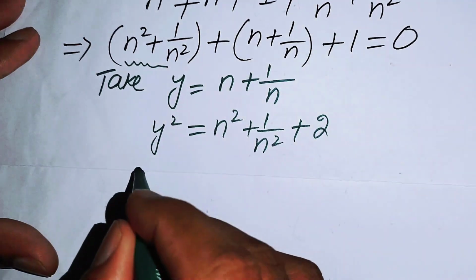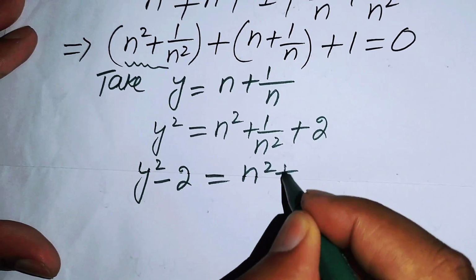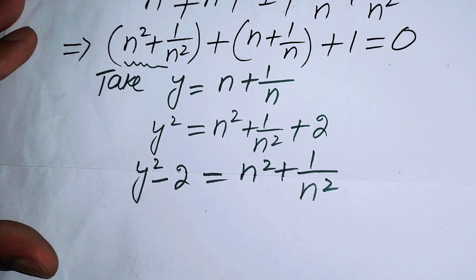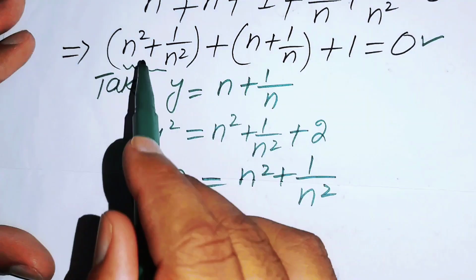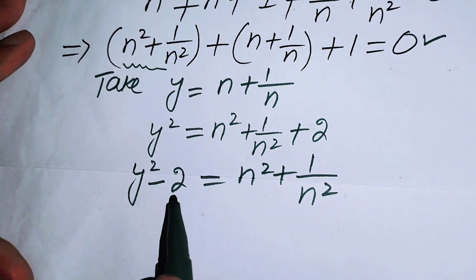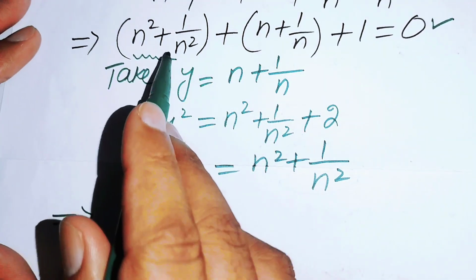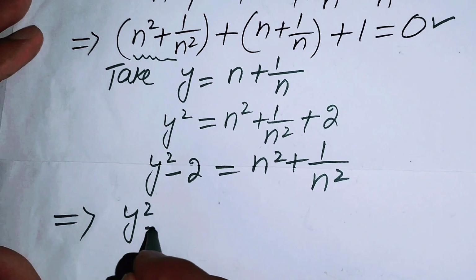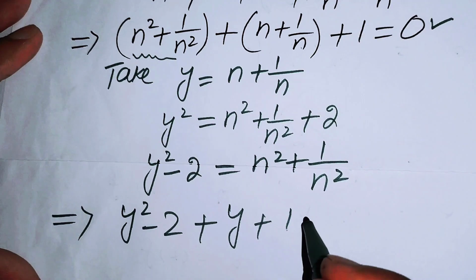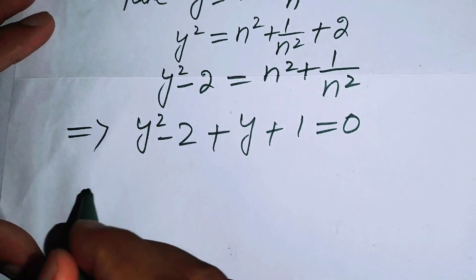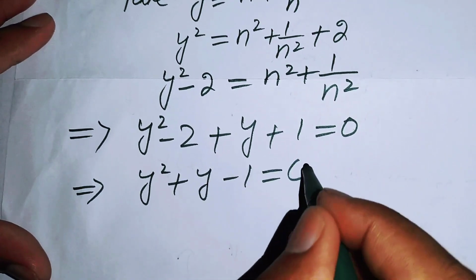So now we move this 2 to the left hand side, and you get y squared minus 2 equals n squared plus 1 over n squared. And now we put n plus 1 over n equals y in this equation, and n squared plus 1 over n squared is y squared minus 2. So this equation becomes y squared minus 2, plus y, plus 1 equals 0. So here you obtain y squared plus y minus 1 equals 0.